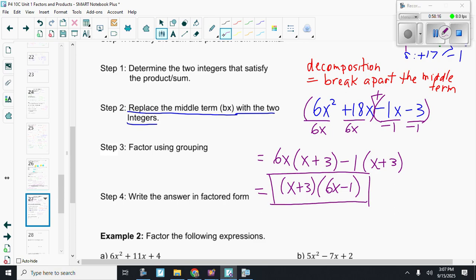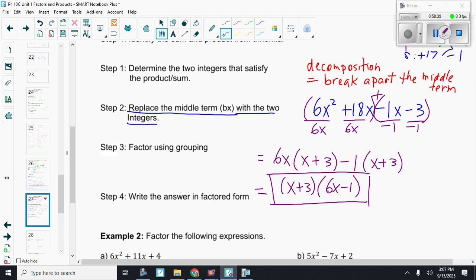Something a little bit different, but we're doing 2 techniques that you already know. We're still doing product sum. The decomposition, the breaking apart of the middle term, that's new, but once we've done that, then we do grouping. So that's my introduction. That's my long mini lesson.